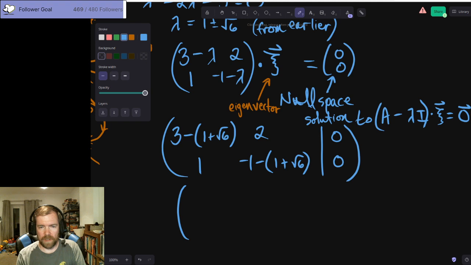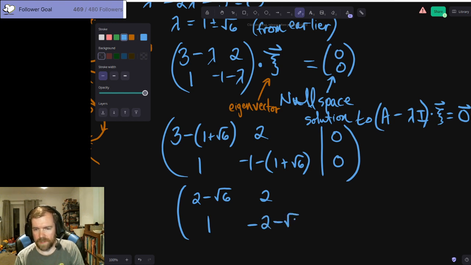Okay, so we get 3 minus 1 is 2 plus, nope, minus 2 minus root 6, 2, 1, and negative 1 minus 1 is going to be negative 2 minus root 6, augmented with 0, 0. And just as a reminder, what does that really mean?